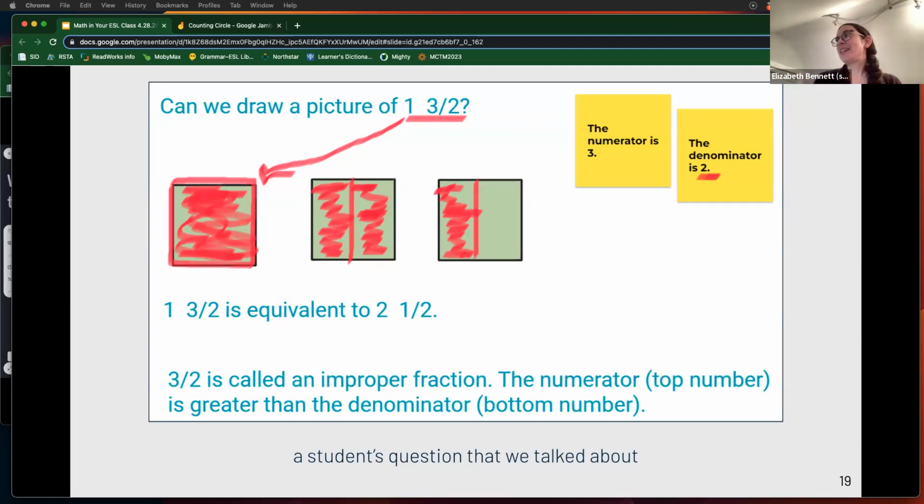So this is another example. We were working on improper fractions and mixed numbers, and a student just wanted to know, could we draw a picture of 1 3/2, and what would that look like? And so it took some time, but I said, sure, we can do that. And then we talked about this term equivalent, and again, numerator and denominator, and all these good math words, putting them into a context that was meaningful for those particular students.